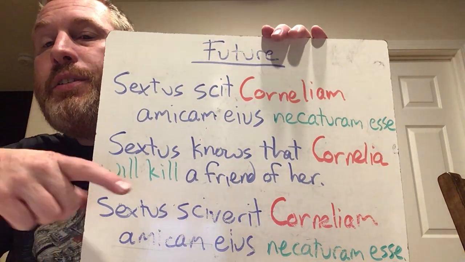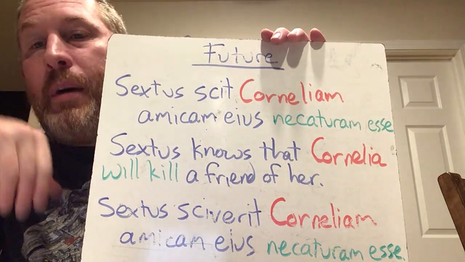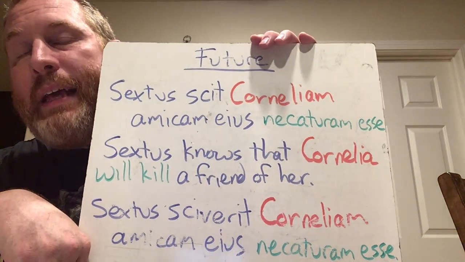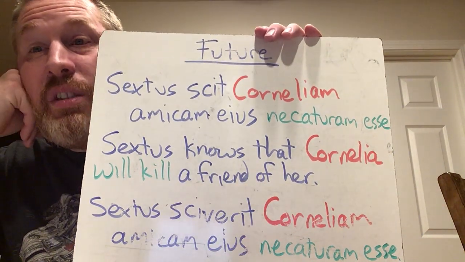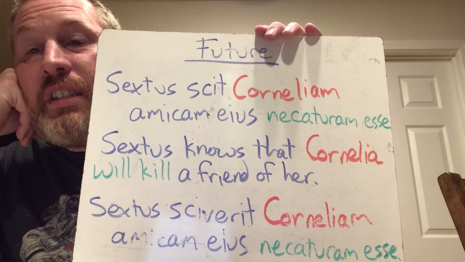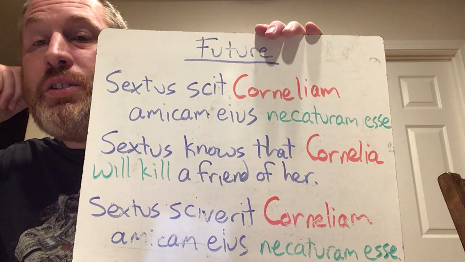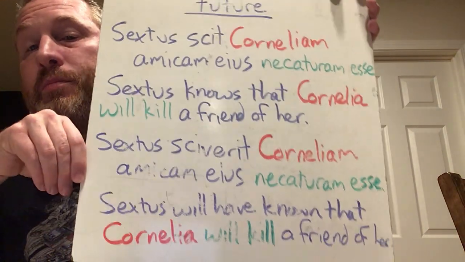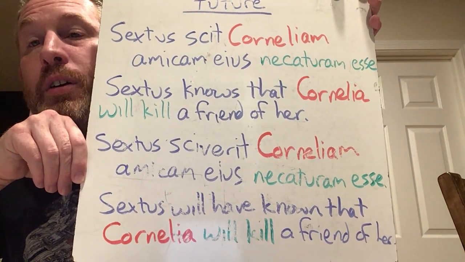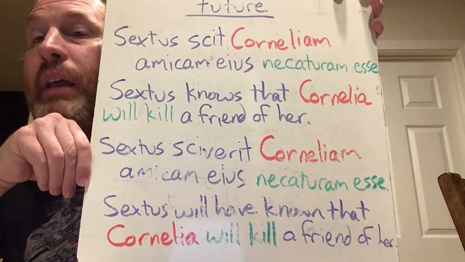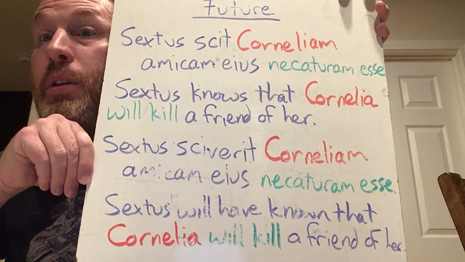Now, I decided to use a future perfect down here. Sextus sciverit Corneliam amicam eius necaturam esse. You still have the same matching that you had before, and that's one of the ways that you can tell who the subject of your indirect statement is. So, Sextus sciverit, that's future perfect. So, Sextus will have known that Cornelia will kill a friend of her. Now, will kill still happens after the will have known because the future perfect is the future before the future.